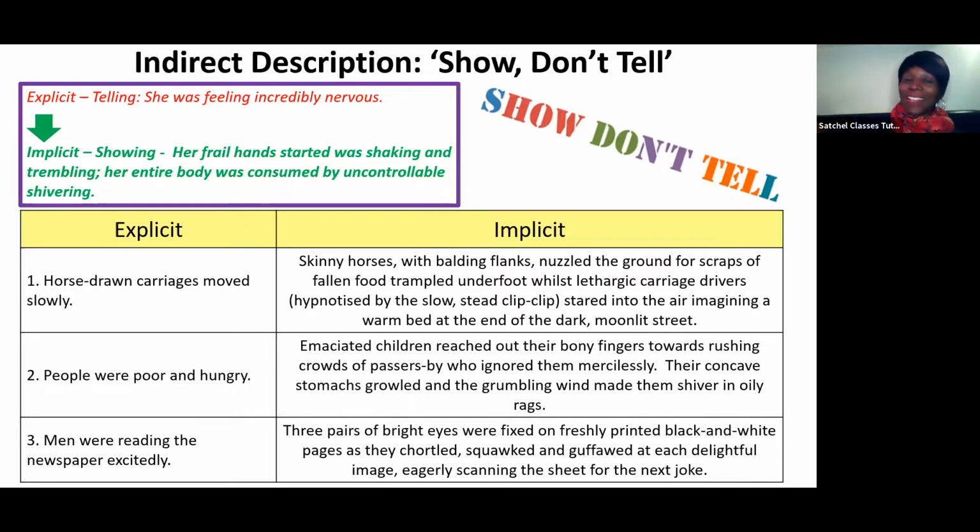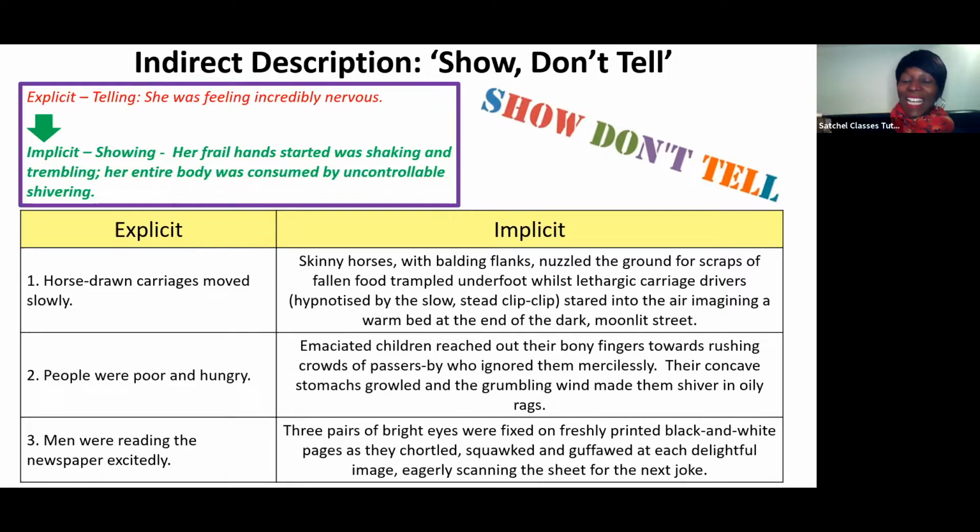What about the group of men reading the newspaper excitedly? Again, it would be appropriate for you to write, "Men were reading the newspaper excitedly," and you're stating something, but to add that extra level of descriptive detail, you might say something like, "Three pairs of bright eyes were fixed on freshly painted black and white pages as they chortled and squawked and guffawed at each delightful image, eagerly scanning the next sheet for the next joke."